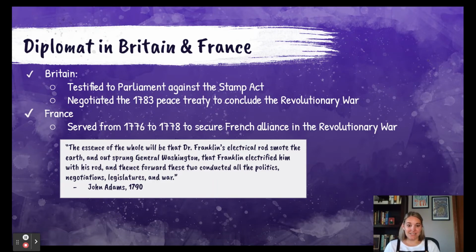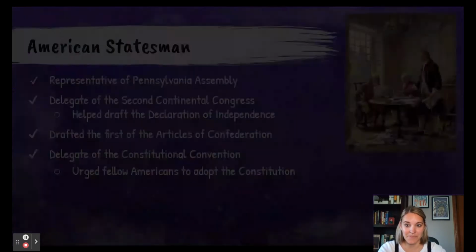So John Adams, who did not have a great relationship with Ben Franklin, stated this. He had this quote, and he didn't like that this was what people were going to remember. "The essence of the whole will be that Dr. Franklin's electrical rod smote the earth and outsprung General Washington, that Franklin electrified him with his rod, and thenceforward these two conducted all the politics, negotiations, legislatures, and war." So while he means this to say that these two men are basically going to snuff out the memory of other important figures, it really does show the influence that Benjamin Franklin had during this time in history.